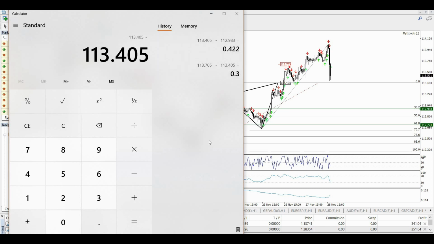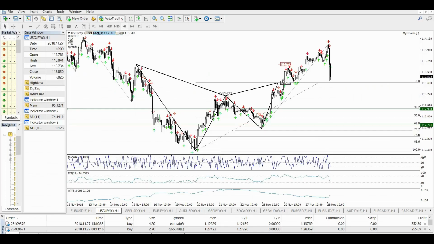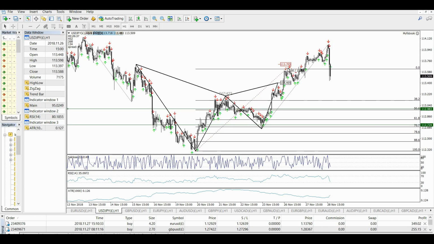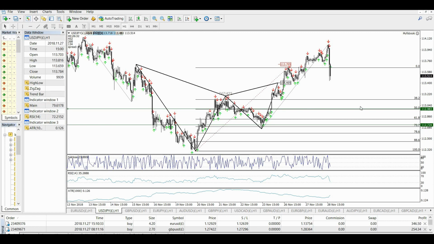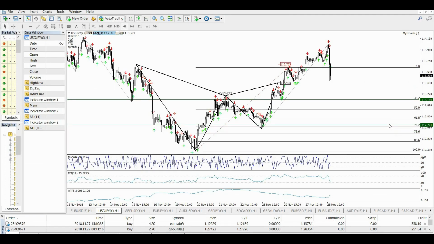So 113.405 minus 112.724. Got 681. So 681 target, 68.1 pips target. So in this instance, price moved higher. So we would drag this higher and higher as price moved. So at this point, as price started moving down, we'd be looking at the 382 target being around 113.134. That's what I mean about the initial targets differing from the actual profit target that you take. And then the 618 is going to be moved higher as well, around that level.